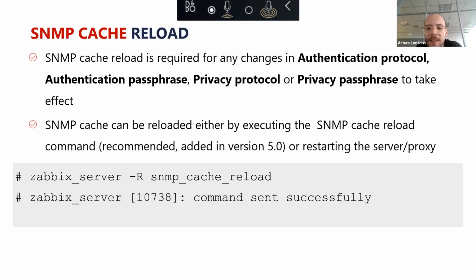Like I said previously, this could be done by restarting the server or the proxy. But now, after making any changes on your interface, do execute this SNMP cache reload command. There are some exceptions on how to force this to happen without an SNMP cache reload, but this is just a general rule of thumb. If you're not sure whether your cache has been reloaded, do an SNMP cache reload. And make sure that your new configuration is actually in the caches, not the old one, not the previous configuration still stuck in there.